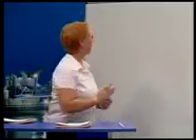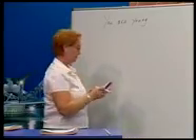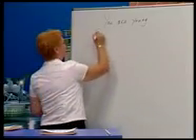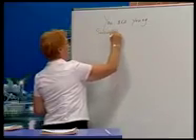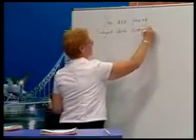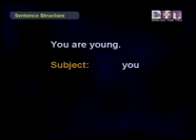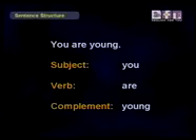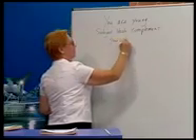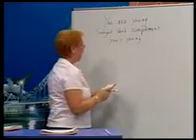Now, before we saw this sentence, you are young. You are young. And these are the parts: subject, verb, and complement. And remember, you are young. Subject, verb, complement. You are young.